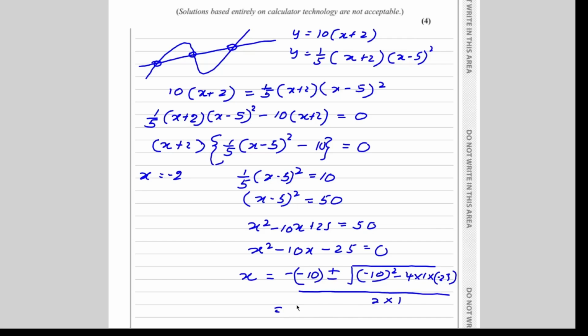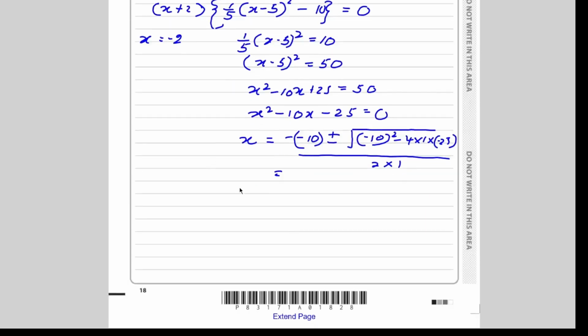Now use the calculator mode. You can get the answer. So x equals 5 plus or minus 5 root 2. So these are the solutions.